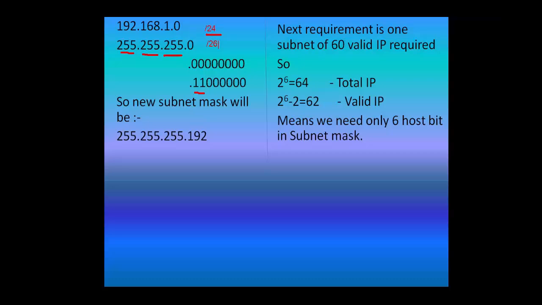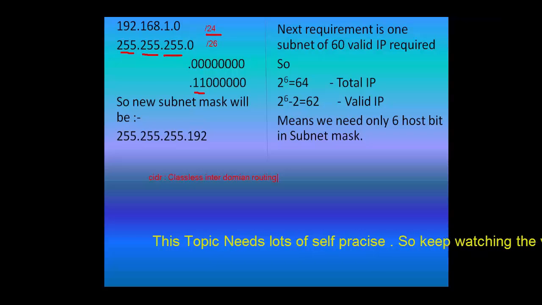Classless Inter-Domain Routing, CIDR. This is CIDR notation to represent a subnet mask: how many network bits we have in the subnet mask. The purpose is the same as using a subnet mask, just the representation of the network bits.